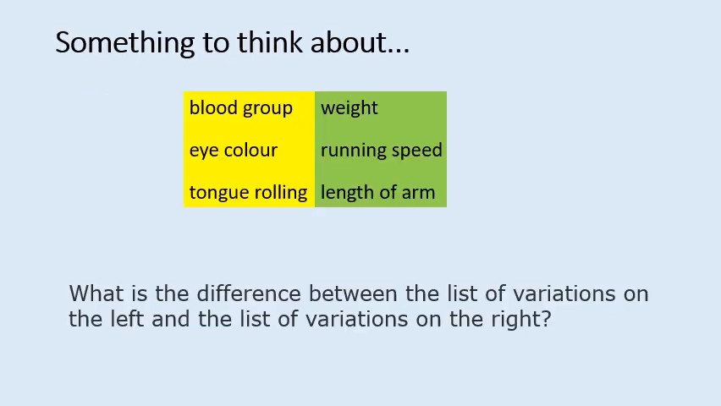Okay, so here is something for you to think about. We've got 6 different variations that occur in humans, and I want you to think about what the difference is between the list of variations on the left and the list of variations on the right. Think about the type of values that you record if you were going to record that information.